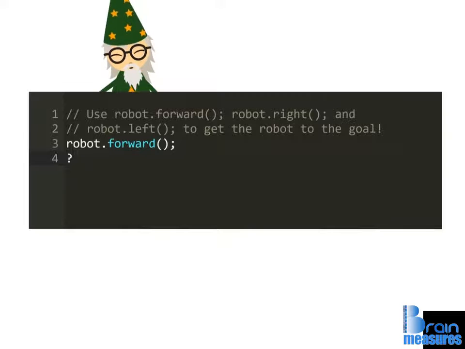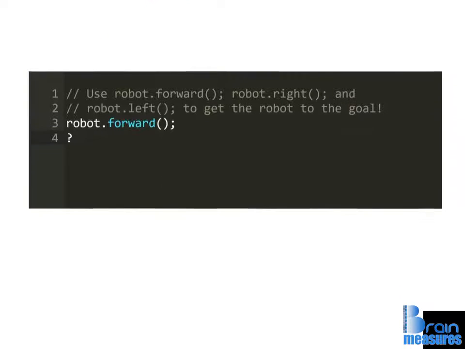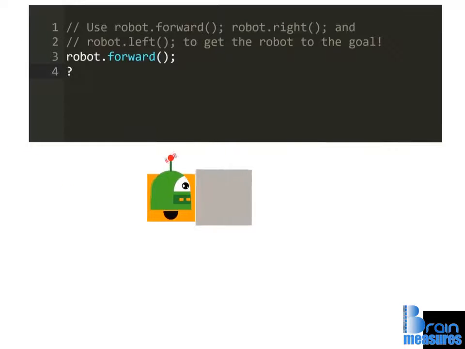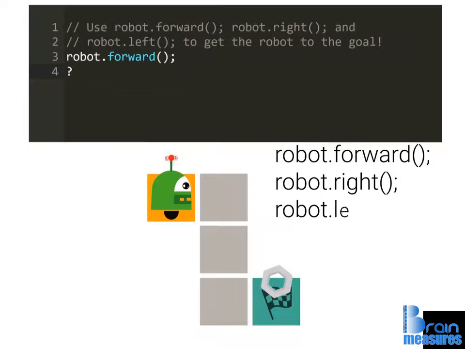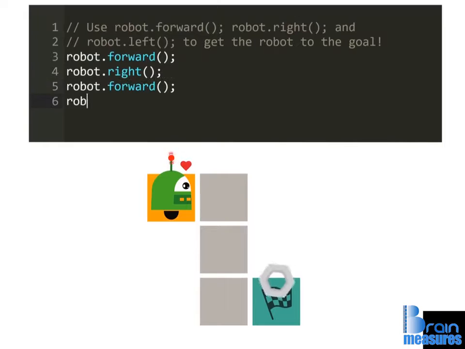Now that we understand this new tool, let's complete the task. In the code editor, get the robot to his goal by using a combination of robot.forward, robot.right, and robot.left. Remember, the order in which you write your instructions is critical to getting the robot to the goal.